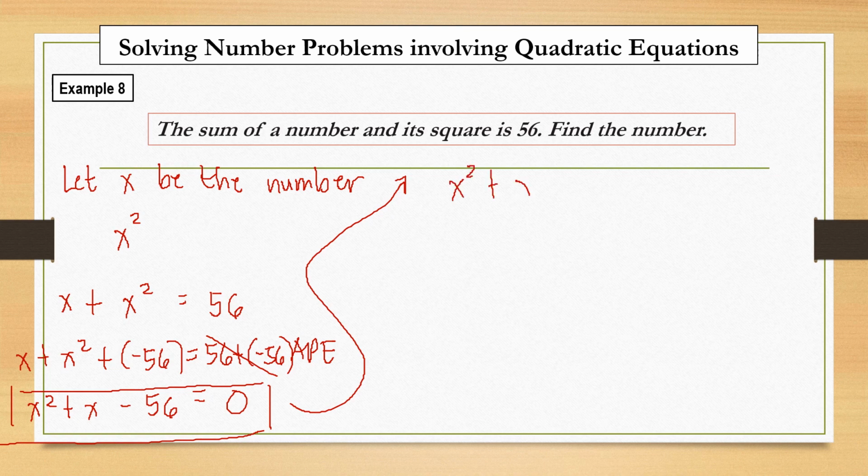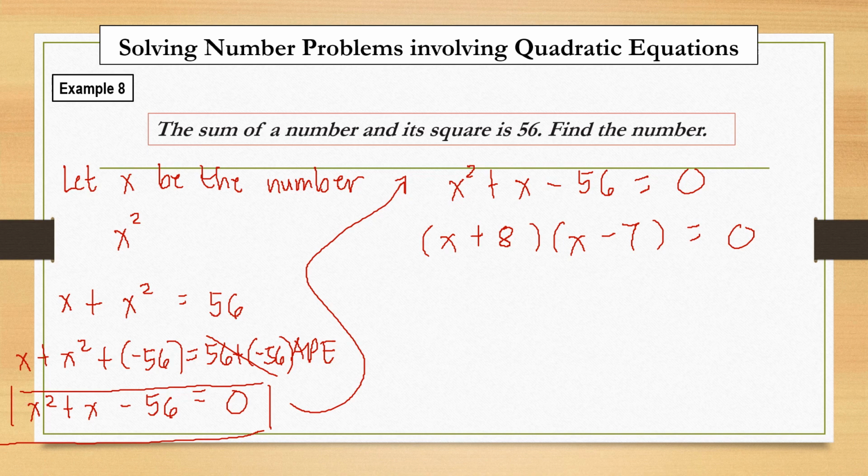x squared plus x minus 56 is equal to 0. Let us choose factoring. So we have x here, another x here. Now, what are the factors of negative 56 that will give us positive 1 when added or subtracted? That would be positive 8 and negative 7, because positive 8 times negative 7 is negative 56, and positive 8 plus negative 7 is positive 1.